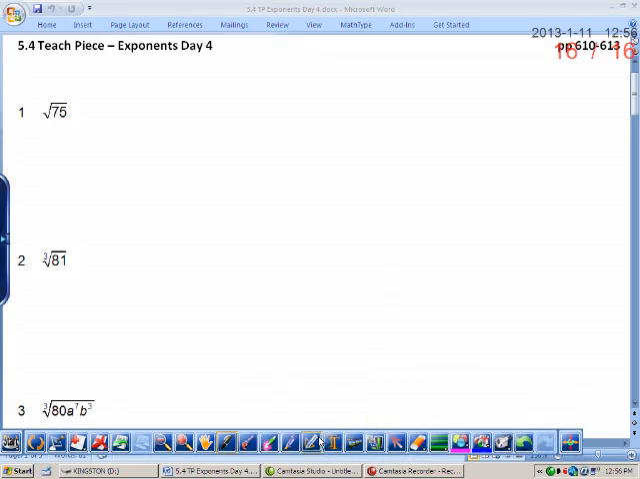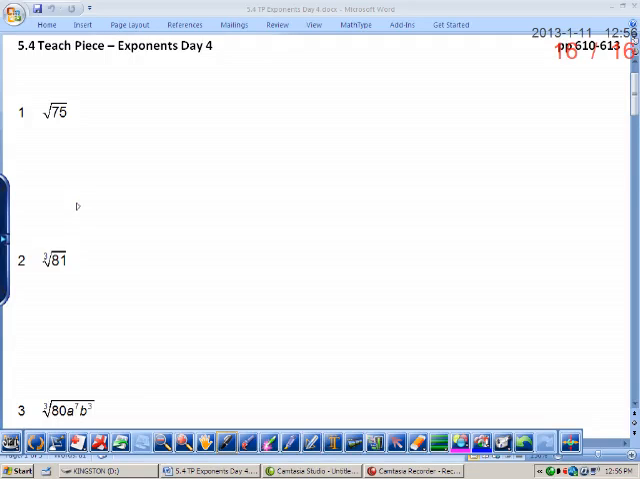Okay, so like I said, today's exponents, day 4. Really what we're focused on today are radicals, but as we learned yesterday, radicals are really just another way of expressing exponents. They're all kind of interchangeable. Okay, so number 1 is 100% review: the square root of 75.